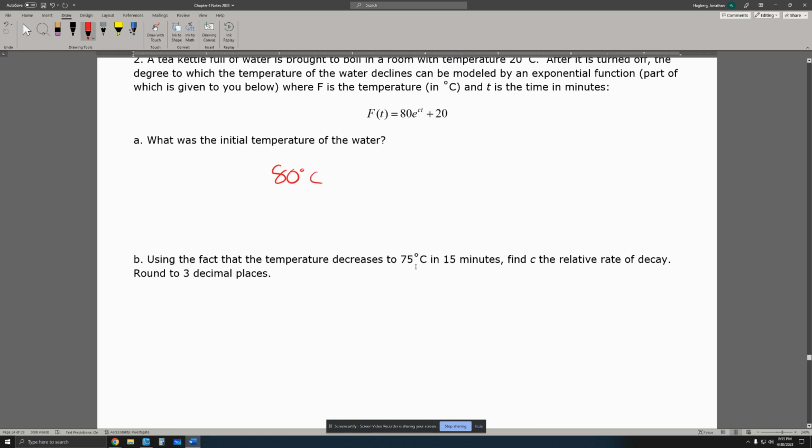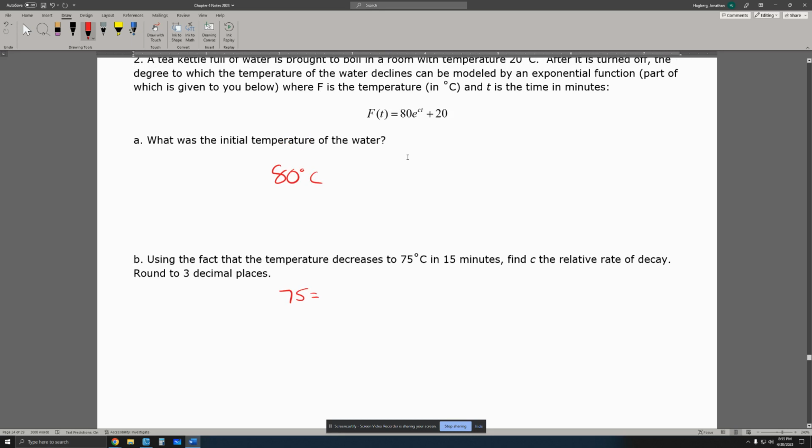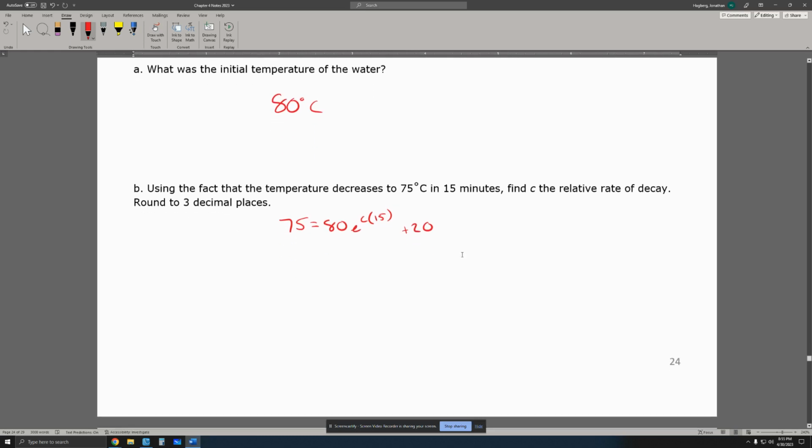Okay, so we know that in 15 minutes, the temperature is 75. So what we can do is say that the temperature is 75, where t is equal to 15. So this equals 80 e to the c times 15. We're plugging in 15 for t, and then plus 20. Let's go ahead and solve this. So first thing we're going to do is subtract 20 from both sides. We get 55 equals 80 e to the 15c.